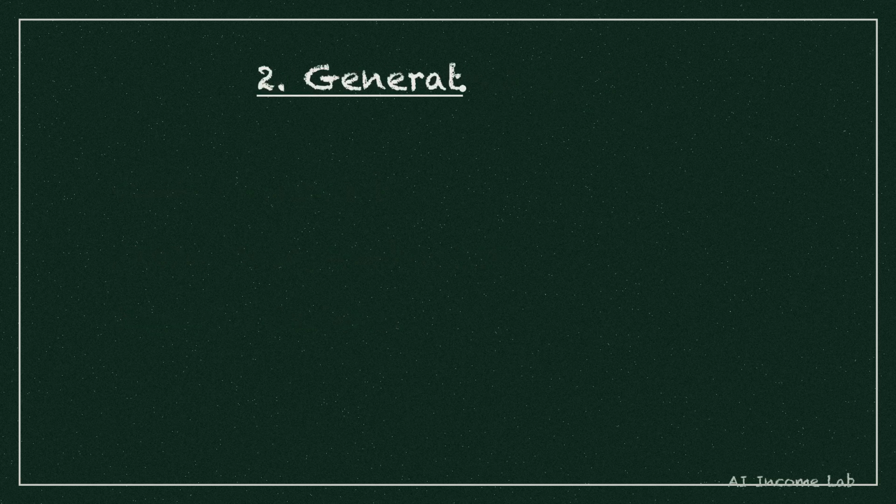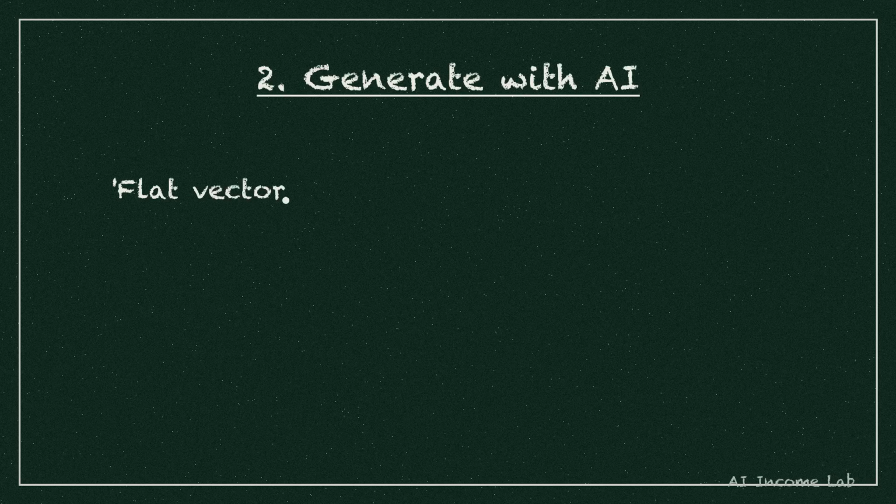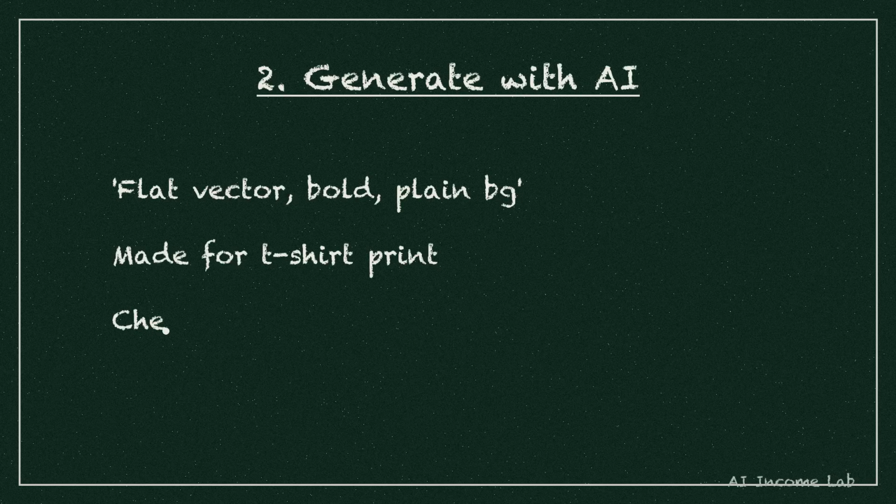Step 2. Generate your designs with a free AI image tool. The trick is the prompt. Ask for a flat vector-style illustration, bold colors, plain background made for a t-shirt print. The catch: check the commercial license of the tool you use before you sell a single item.